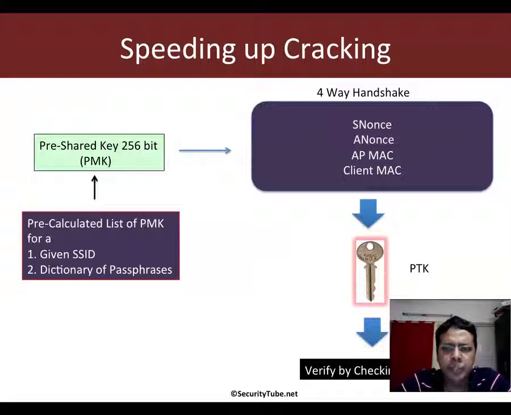Now when you do this, in the actual field, all you have to do is take that list of PMKs, take these values from the handshake, create the PTK, and then verify with the MIC. Whenever there is a match, it means you have the right PMK in place, which can be backtraced to the right passphrase.